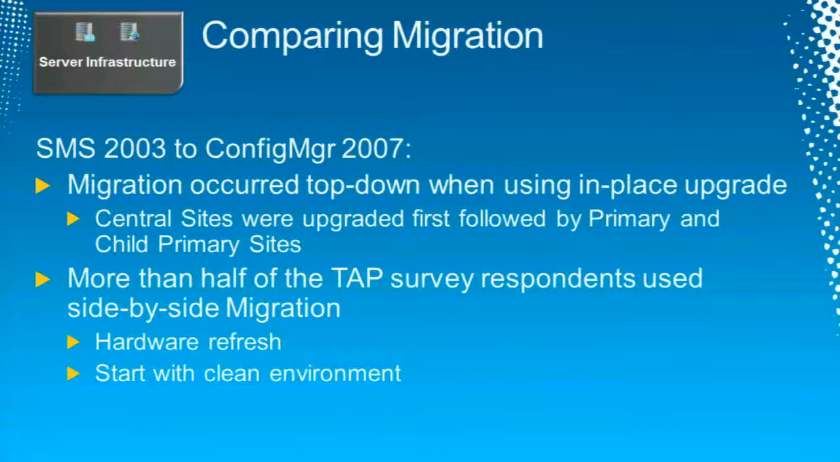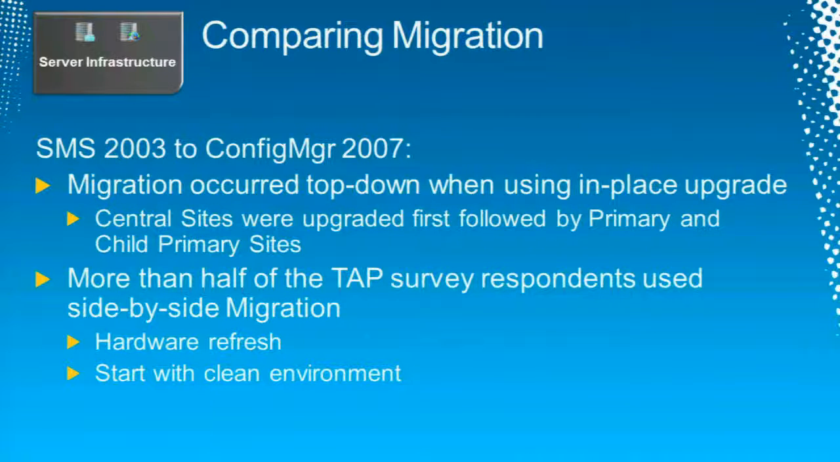In-place upgrade is great. We polled our TAP customers when we were working on this migration process and asked them how they did their migration or upgrade from SMS 2003 to Config Man 2007, and more than half of them said even though in-place upgrade was there, they did a side-by-side. So they kept their 2003 environment, they set up a brand new 2007 environment. It gave them the opportunity of getting rid of old packages, old collections that former administrators had created that had never been cleaned up. So it gave them basically a green field to start with. And they just recreated stuff they wanted to migrate over, and reinstalled the clients, got new information.